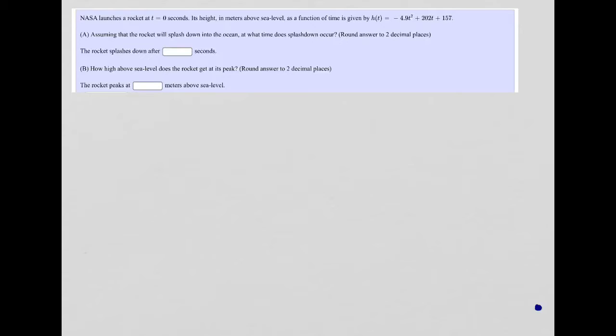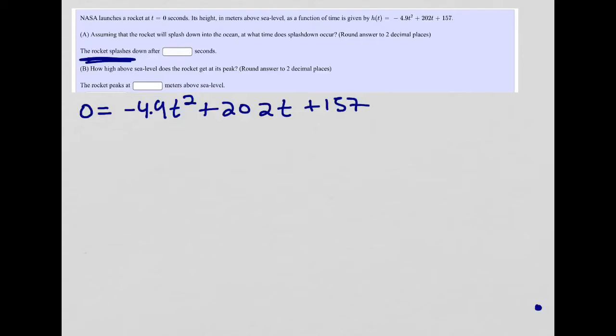So when it wants us to look for splashdown, your thinking is the height is 0, therefore I'm looking for time. In order to find time, I'm going to use the quadratic formula. If the height is 0, I'm solving for t, and to solve this quadratic equation I am going to use the quadratic formula, where a is negative 4.9, b is 202, and c is 157.